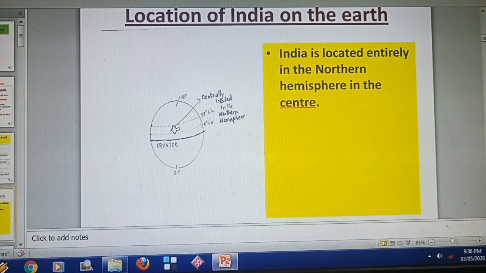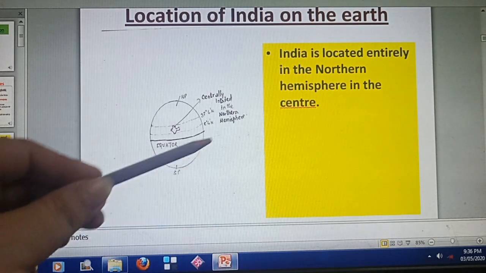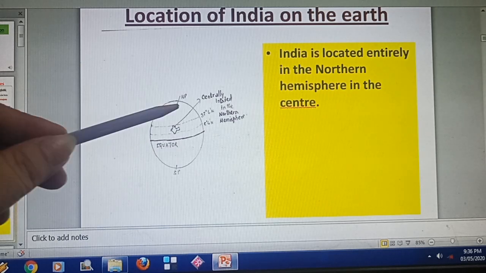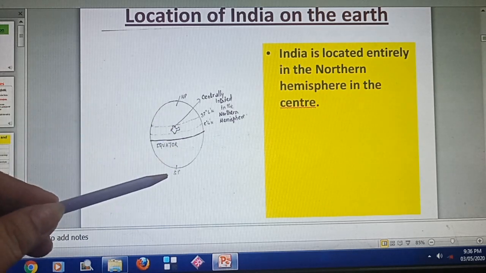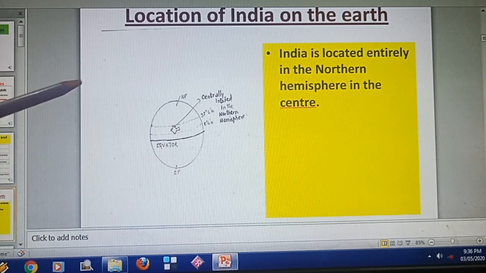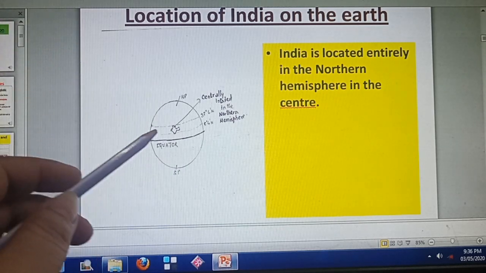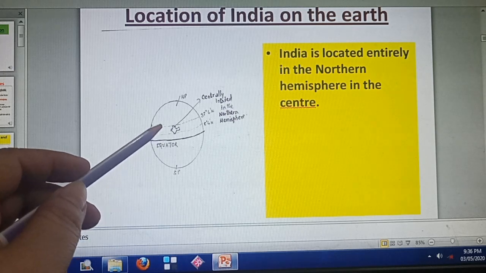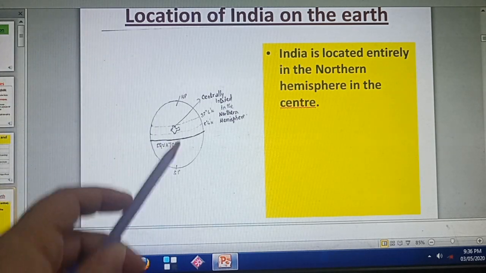Now to begin with, let us understand where is India located. India is located entirely in the northern hemisphere in the center. See, this is the earth. Equator divides the earth into two equal hemispheres, northern hemisphere and southern hemisphere. So India is a country which is located entirely in the northern hemisphere and that also in the center.